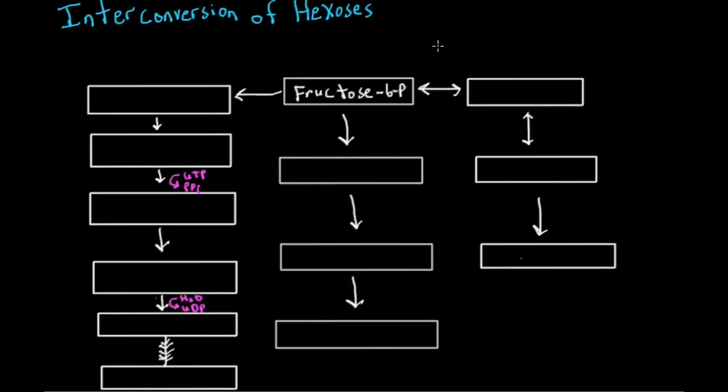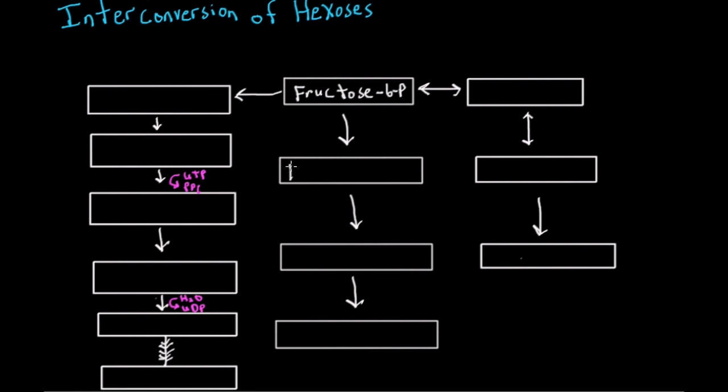Hello everyone, so this video is going to be covering the interconversion of hexoses. So after going through the pentose phosphate pathway, we ended up with a couple fructose 6-phosphates. And as I mentioned, you can put them into glycolysis, you can turn them into glucoses, and this is sort of just the pathways describing how that happens.